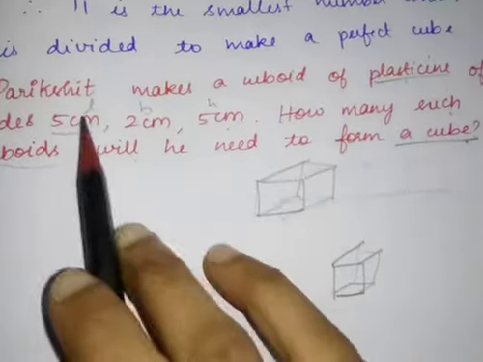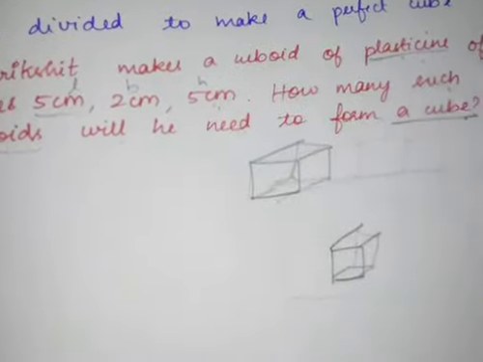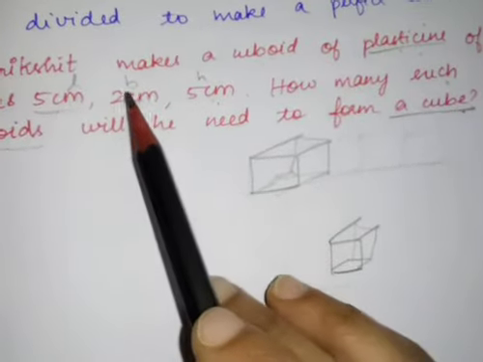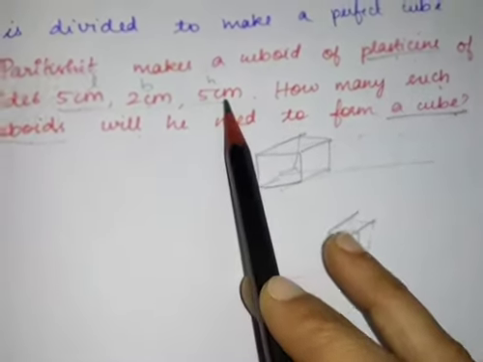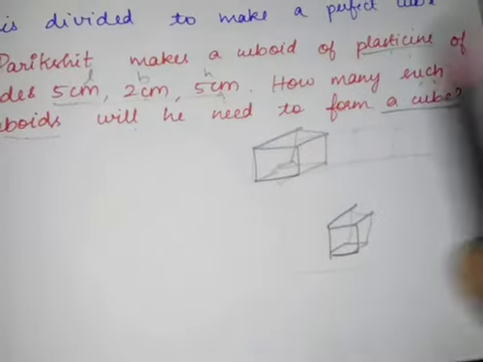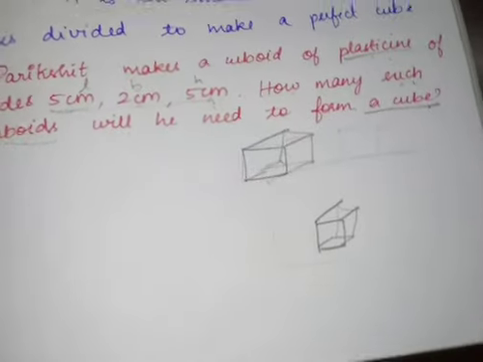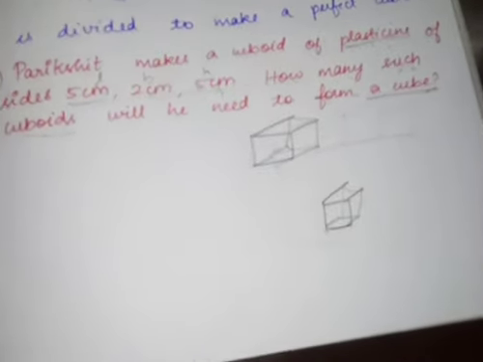Okay, so he wants to make a cuboid of plasticine of side 5 cm, 2 cm, 5 cm. So the length, breadth and height of each cuboid is given. How many cuboids are needed to make a cube? Okay, so that we should find.